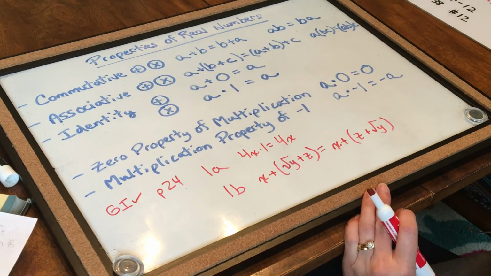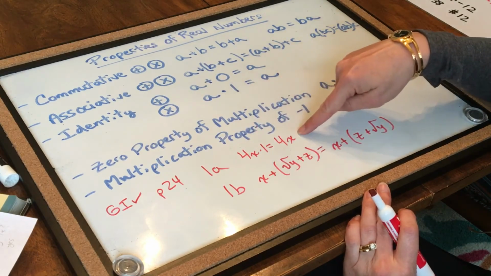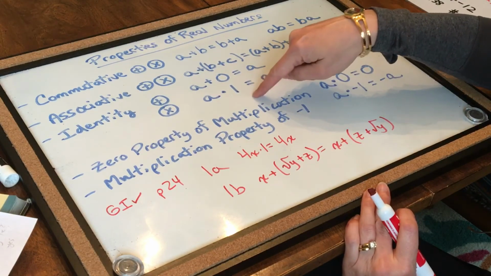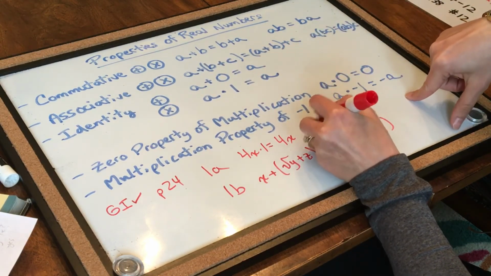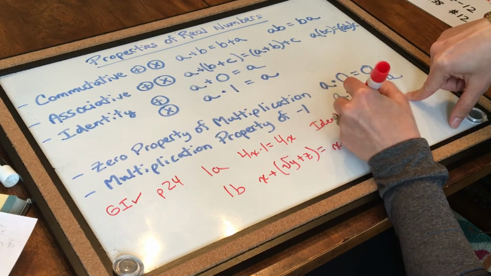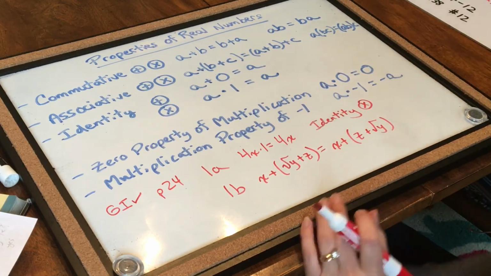All right, let's look at 1a. So we have 4x times 1 equals 4x. This is our identity property, and specifically, this is our identity of multiplication. So I'm just going to use the multiplication symbol there to abbreviate.